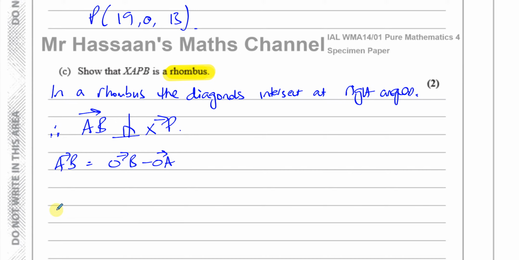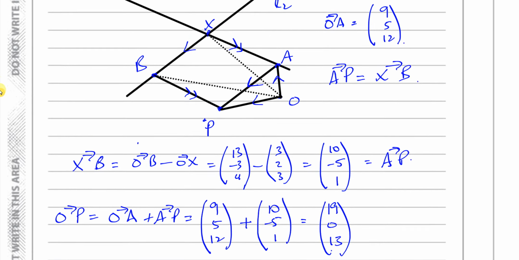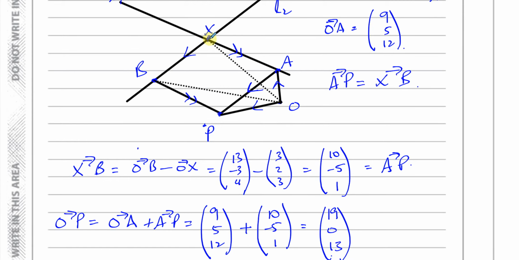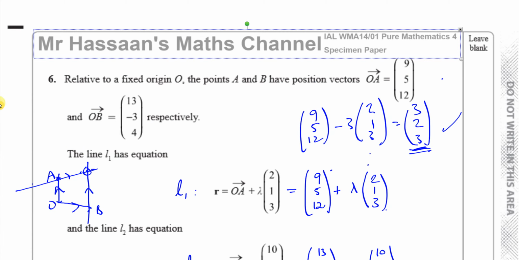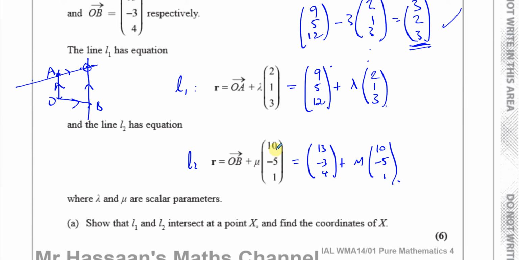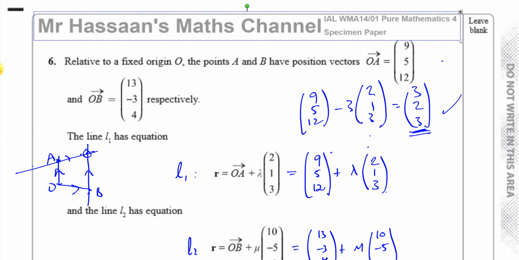Okay, and the vector from X to P, if you think about it in the same way, is going to be from X to O and then from O to P. So that's going to be OP minus OX, O to P minus O to X. Okay, O to B minus O to A. Now for O to B minus O to A, you have the position vectors you're looking for.